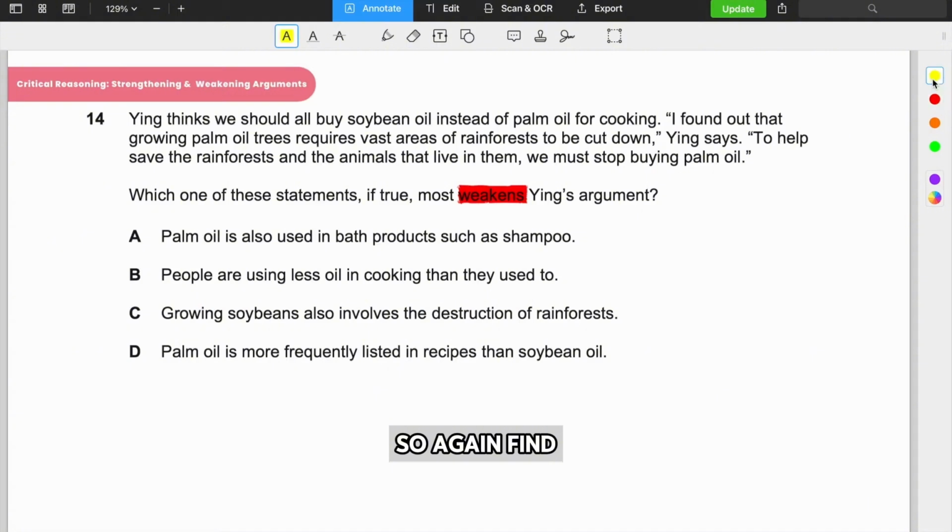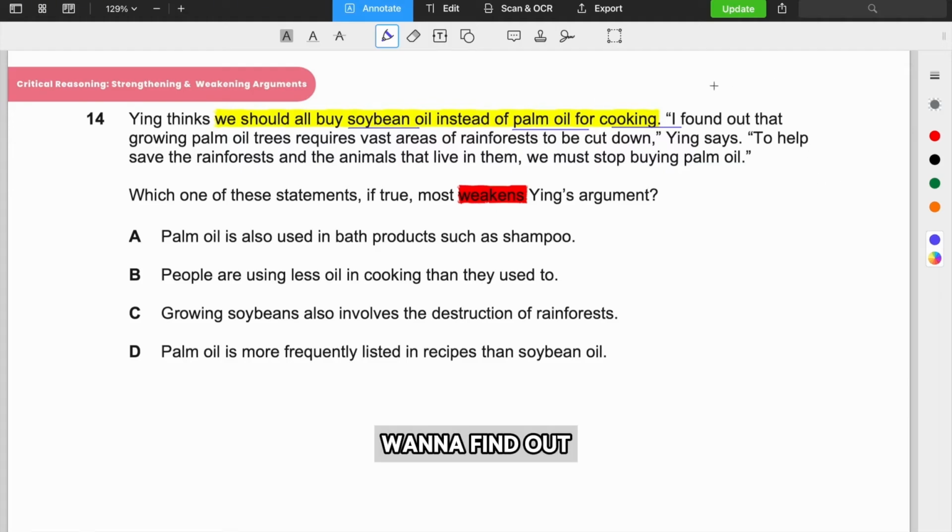So again, find the main conclusion, right? Find the main conclusion, and it's pretty much right here. We should all buy soybean oil instead of palm oil for cooking. So soybean over palm for cooking. Okay, these are the key words you have to think about.